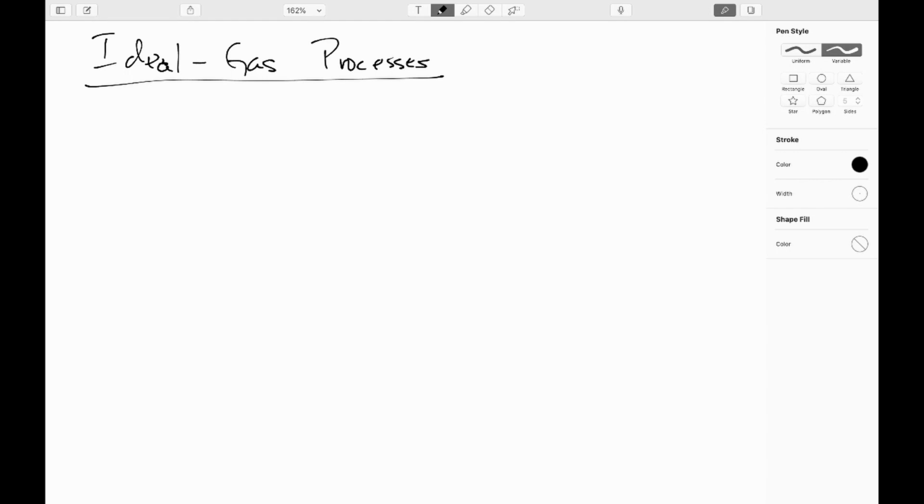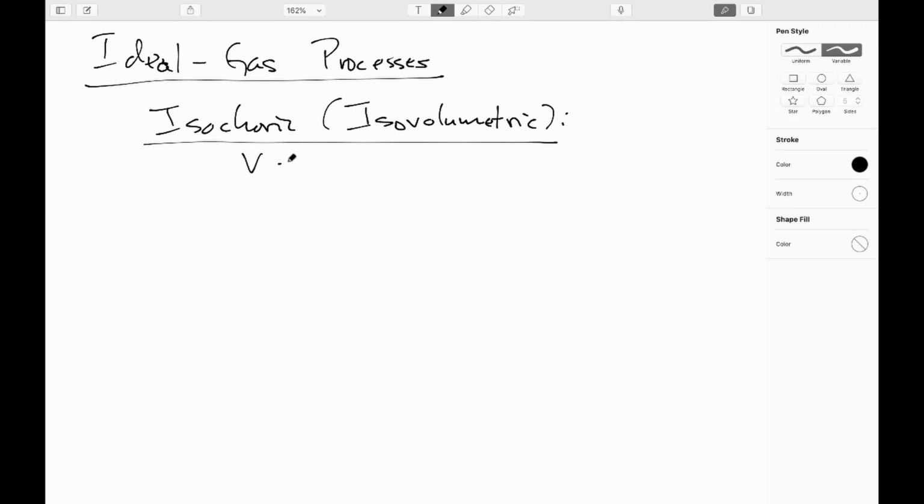Last video we took a look at the modes of heat transfer, and here we'll start to think a little bit about what happens as we transfer heat in or out of an ideal gas. So the first process I'll take a look at is an isochoric, or it's also known as an isovolumetric process. This is one where the volume remains a constant.